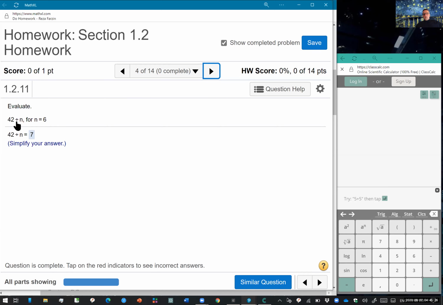Here, the operation is division, right? So 42 over n, when n, so basically you can write it like this, 42 divided by n, it means the same thing, right? So now you're going to substitute 6, and what do you get? 7.